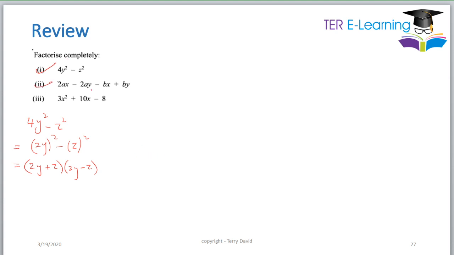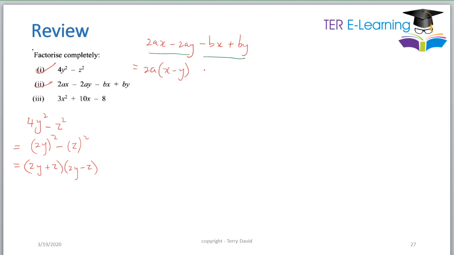The second part, you realize you have 4 terms. So obviously for this one, we're going to use factorizing by grouping. So this is 2ax minus 2ay minus bx plus by. So what we're going to do, we're going to look at the first 2 terms, see what they have in common. Look at the next 2 terms and see what they have in common. So the first 2 terms, we have 2a common, so this is 2a, and then this will become x minus y.